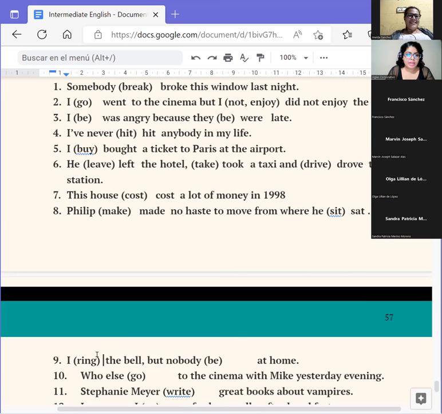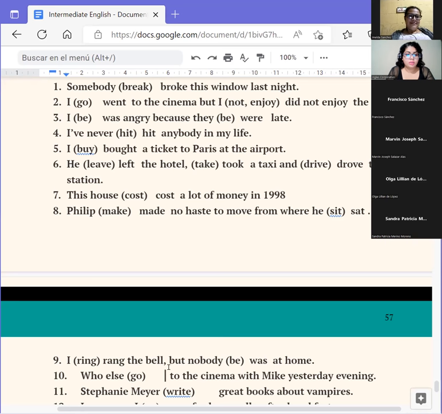Then we have again 2 verbs: "I ring the bell, but nobody be at home." I ring. Ring in past? Rang. Wow. I rang the bell, but nobody. The telephone was. What? Good. Wow. At home.